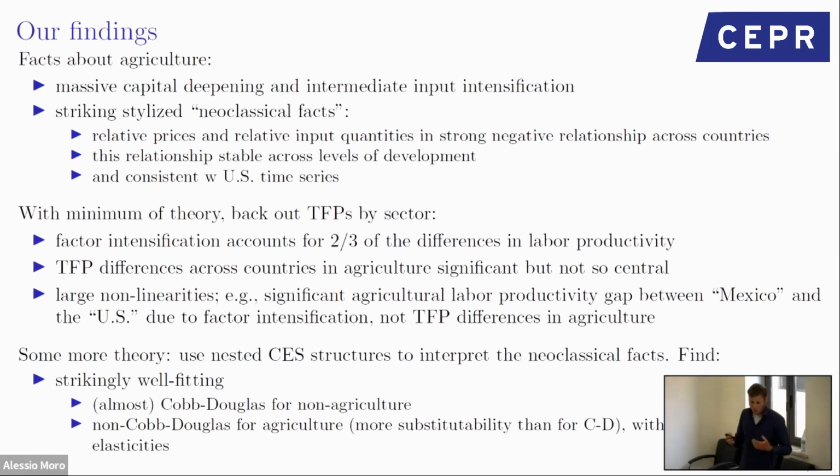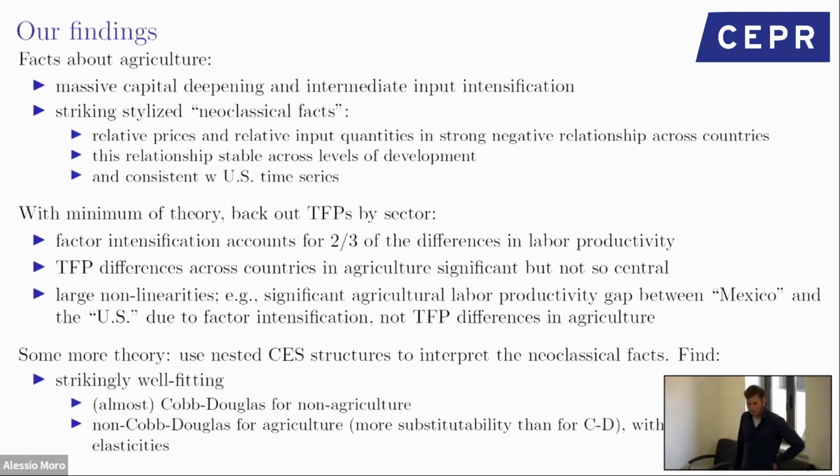Okay, so 2/3. U.S. agriculture is, in terms of labor productivity, a factor of 100 more productive. 2/3 of this is explained because they just use more tractors per worker and they use more fertilizer. So what this gives us is that yes, there is still a big difference remaining in TFP, but it's never as large as you might have thought by looking at labor.